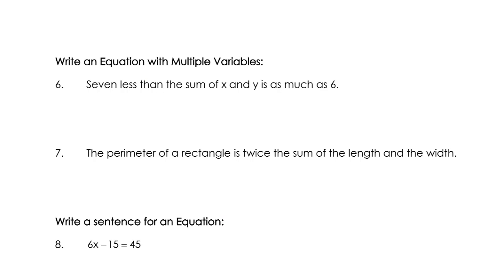Alrighty, on the back side, we have write an equation with multiple variables. So I see 7 less than. Again, when I see less than, that order has to flip. The sum of x and y. Sum of x and y would be addition.